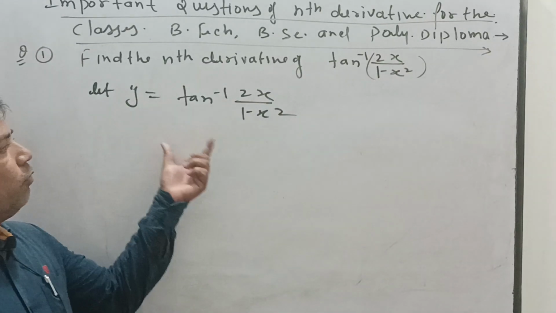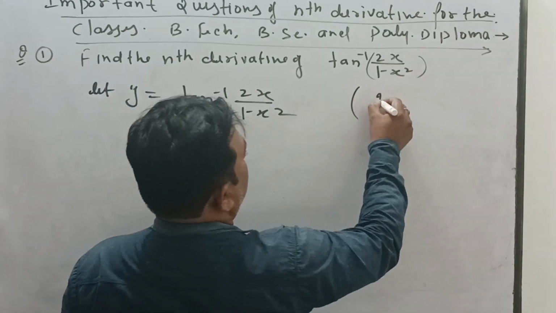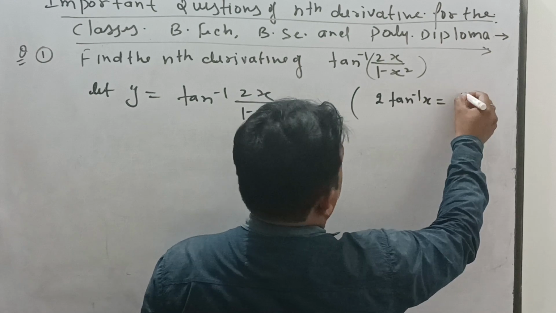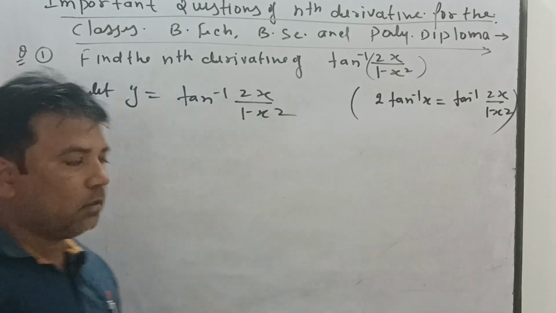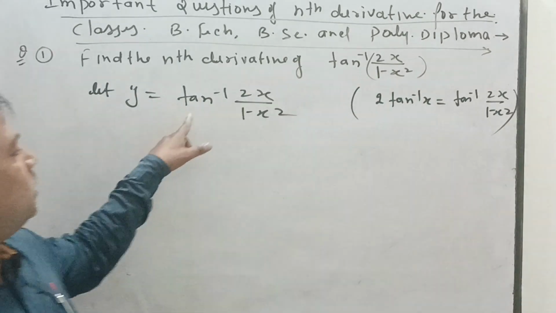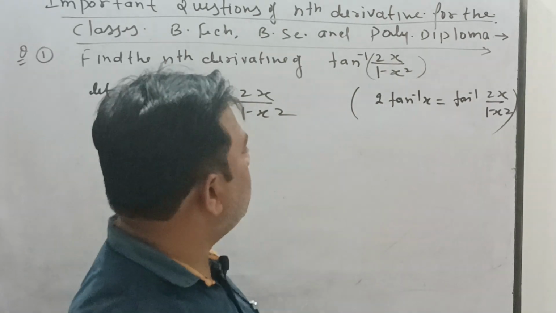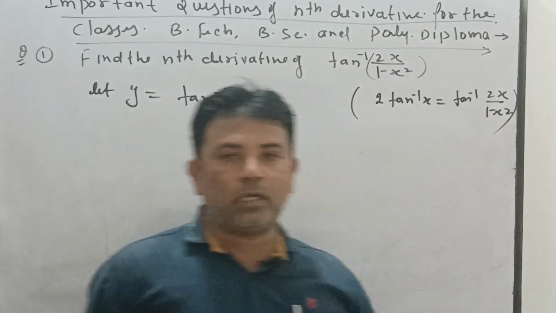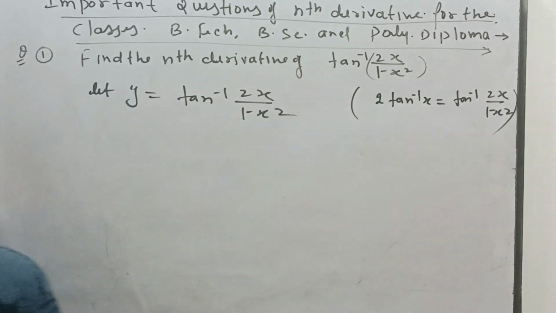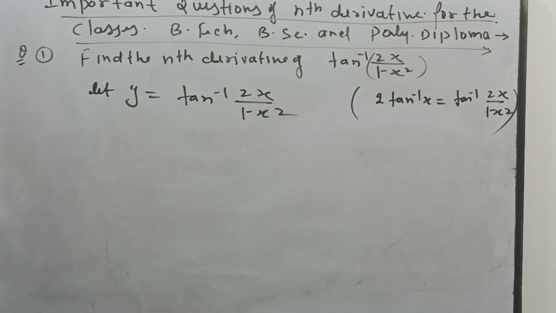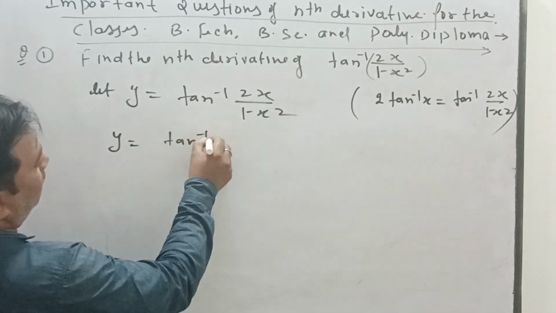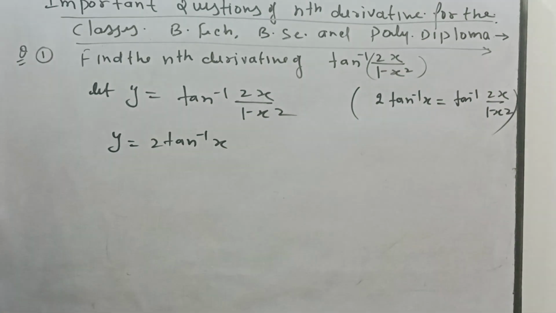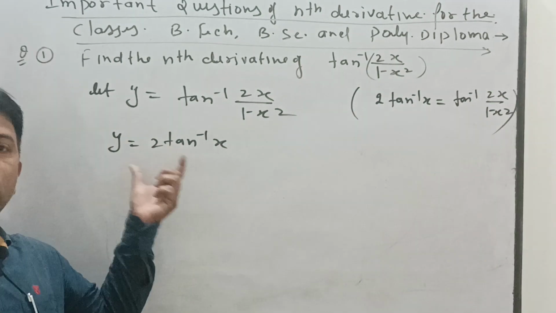We know the formula: 2 tan inverse x equals tan inverse of 2x upon 1 minus x square. This is the formula for the tan inverse function. So now we write y equal to 2 tan inverse x in its place. Now we differentiate this function with respect to x.